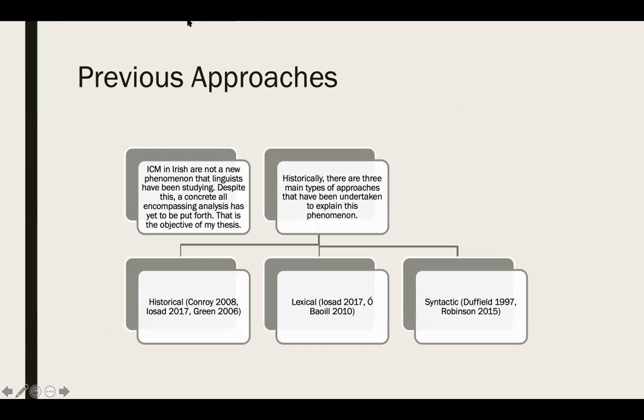There have been a variety of previous approaches in trying to analyze these mutations. Namely, they fall into three different types. Historical analyses, which contend that these are phonological processes that have been fossilized in the language and are only present today in the historical environments in which they occurred phonologically. This is not entirely true.